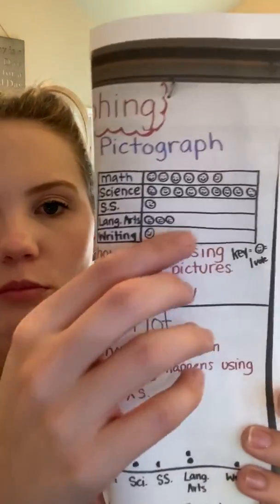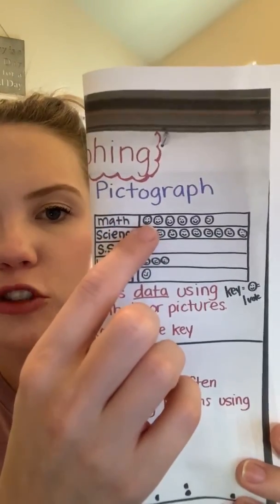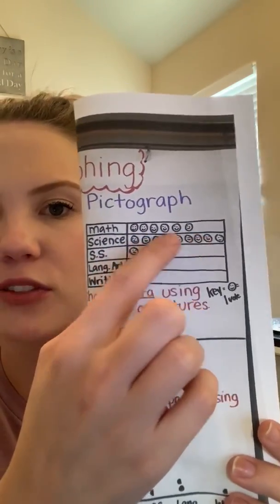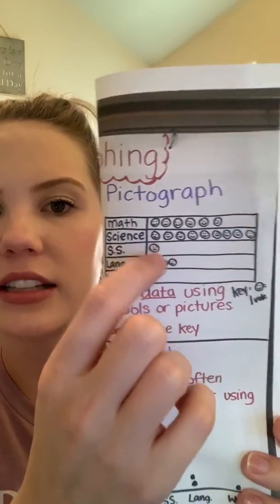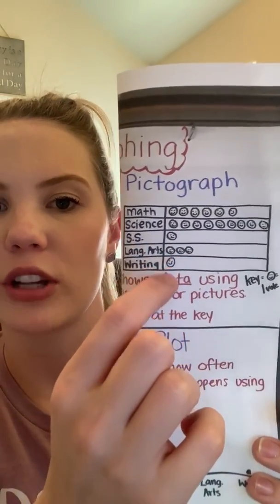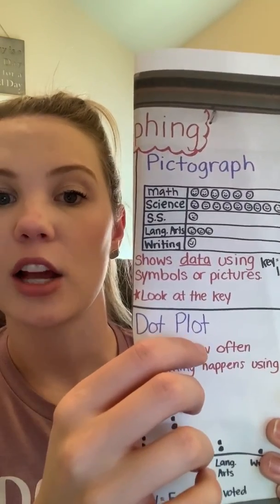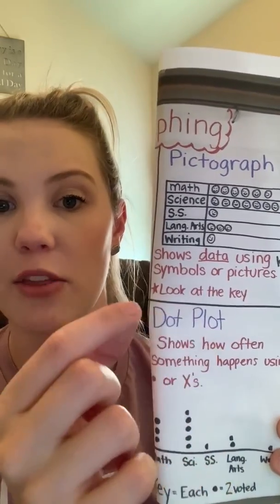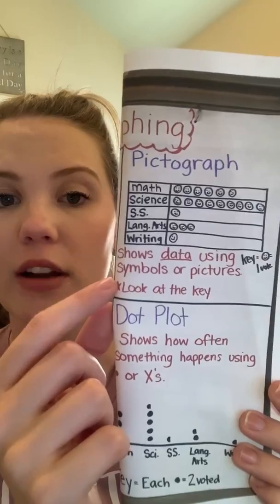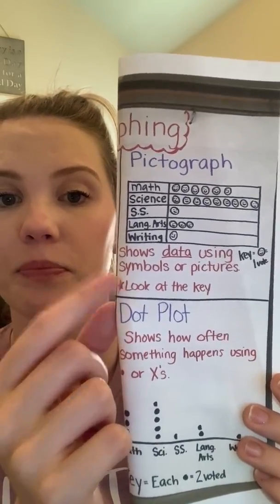So for math, I drew my 6 smiley faces because I had 6 votes for math, 9 for science, 1 for social studies, 3 for language arts, and 1 for writing. So a pictograph shows data using symbols or pictures. And the most important thing that you have to do with a pictograph is look at the key.